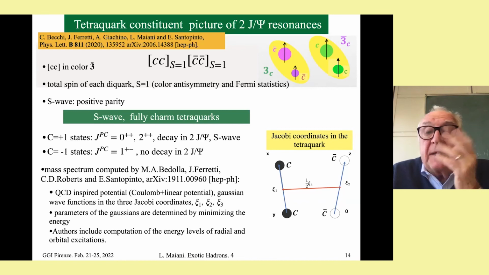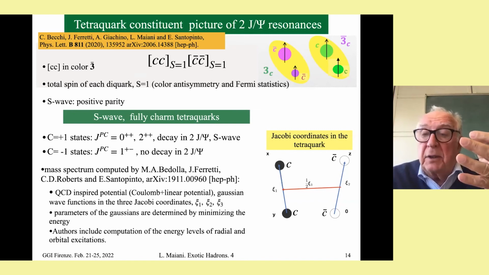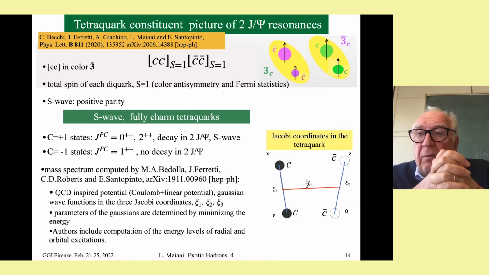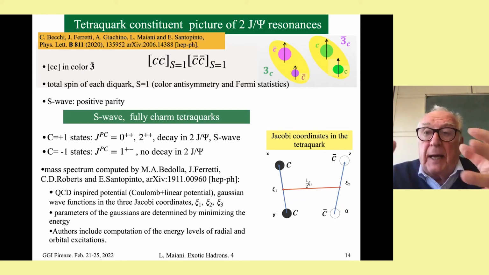Well, the simplest thing is to use what are called the Jacobi coordinates. You have four balls, and you have Xi1, which is the distance of C C-bar, Xi2, which is the distance of C-bar C, and then Xi3, which is the distance between the centers of mass of the two pairs. And so you have three Jacobi coordinates, and you can try to put up a battery of wave functions and try to minimize the Hamiltonian, et cetera, et cetera.